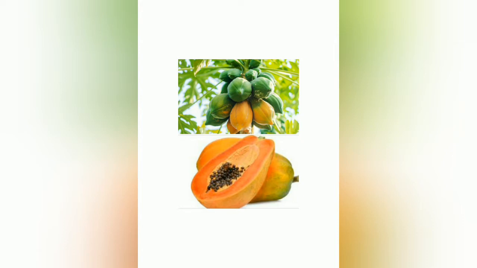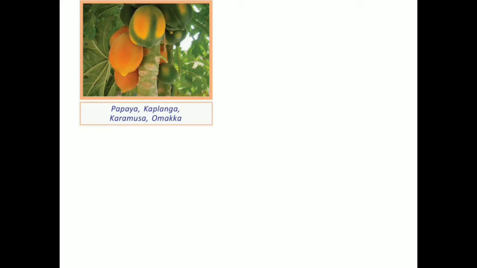And we wondered how many names there are for a single plant. Some call it papaya, and it's also known as kaplanya, karumusa and another name is omekya. So these are different names for papaya. I will show you some more examples. Try to find out the names of these organisms in your locality.